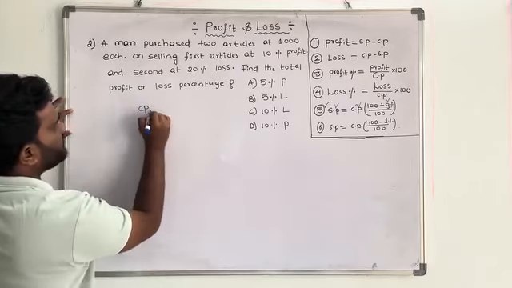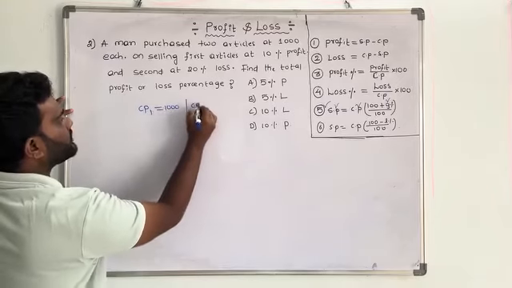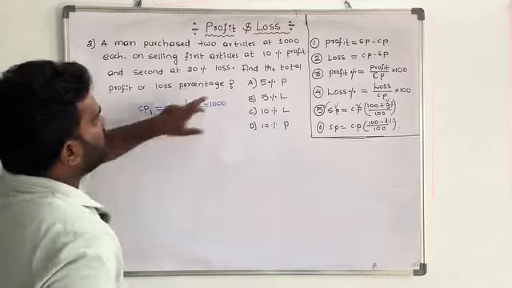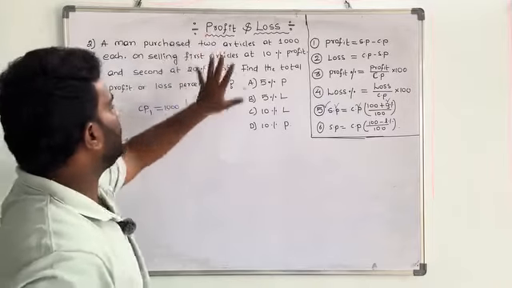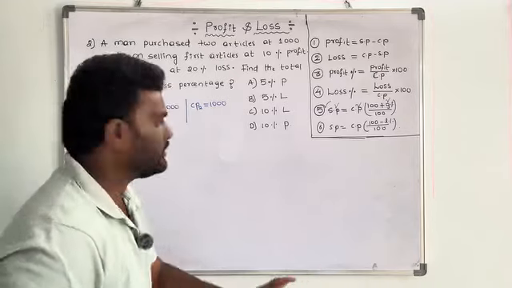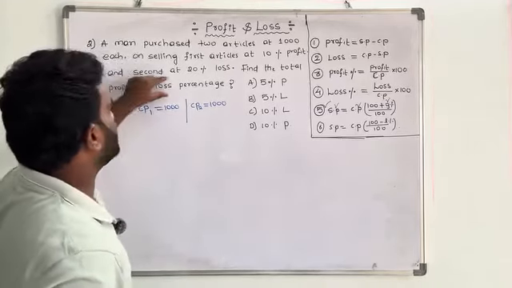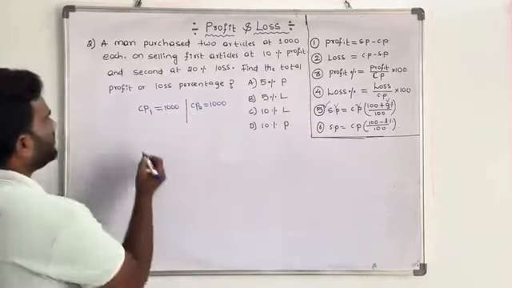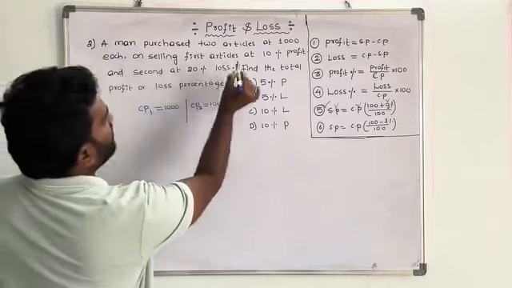So cost price of first article is equal to 1000. At the same time cost price of second article equal to 1000. So what he is asking, find the total profit or loss percentage. See here you can see only cost prices and profit and loss percentages, there is no selling price. So you need to find the selling price whenever they have given cost price and profit or loss percentage by using these two formulas.